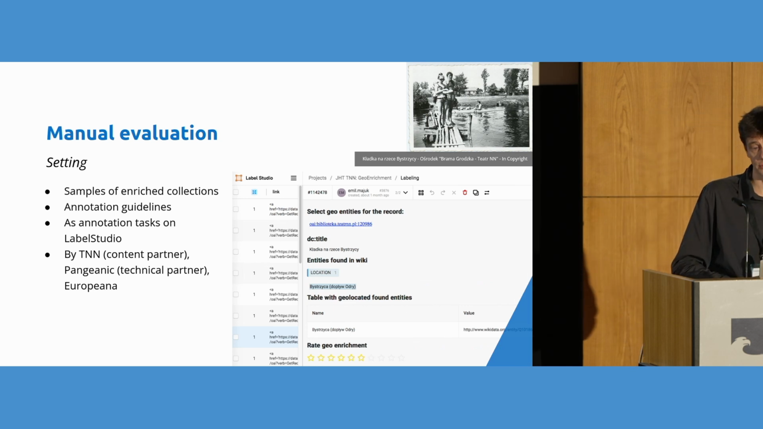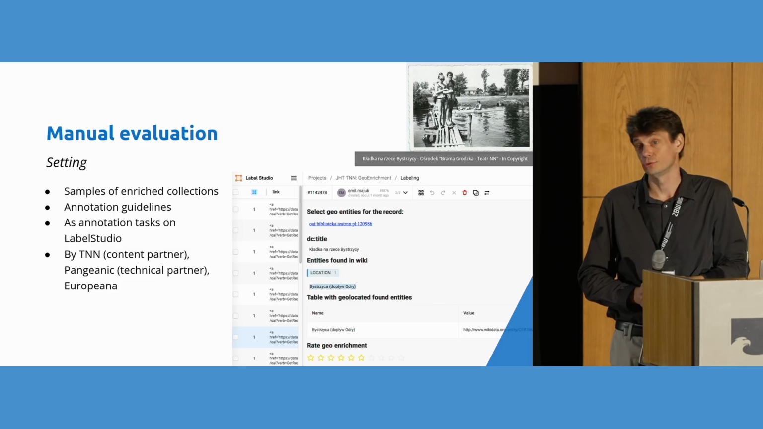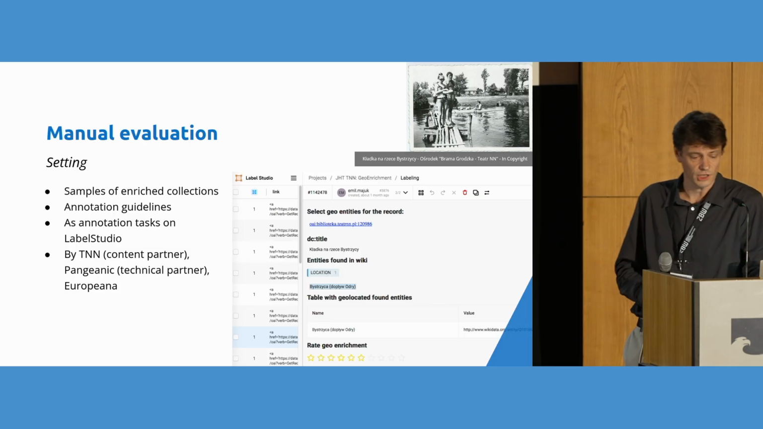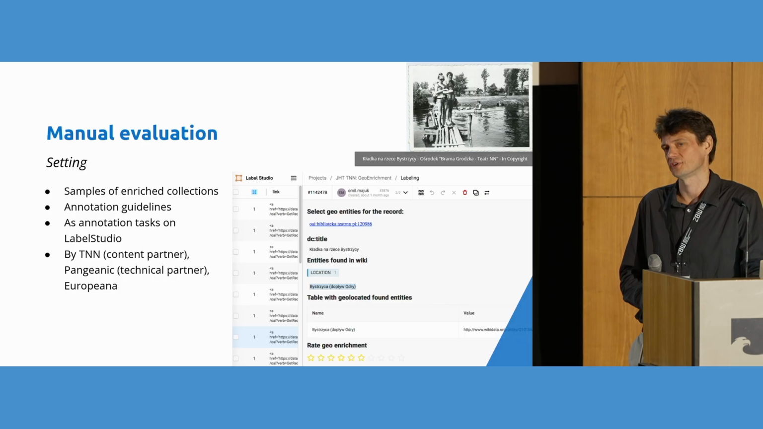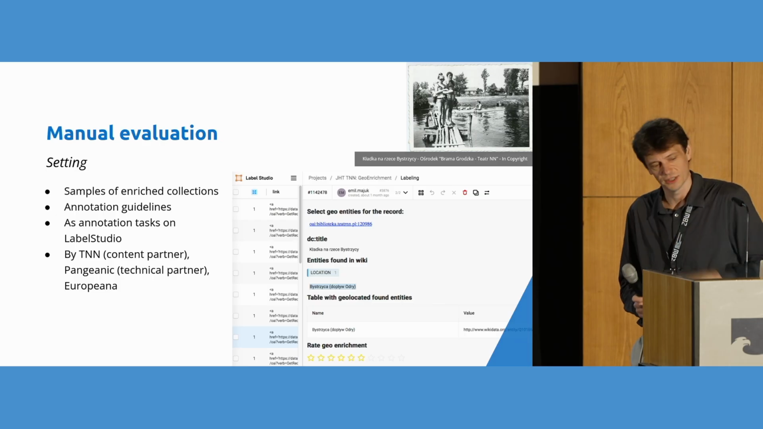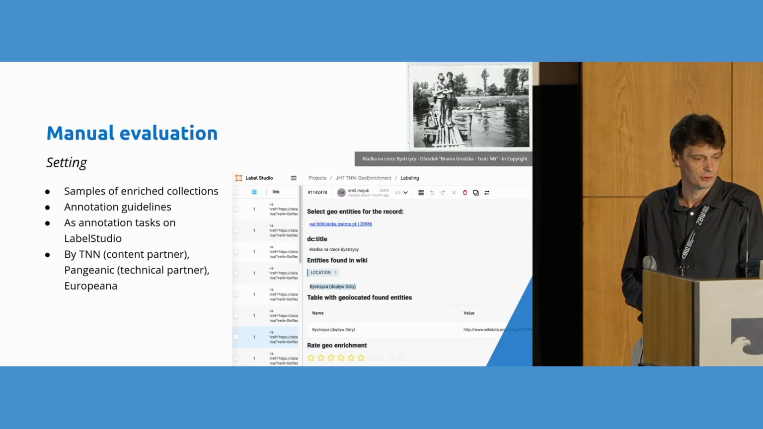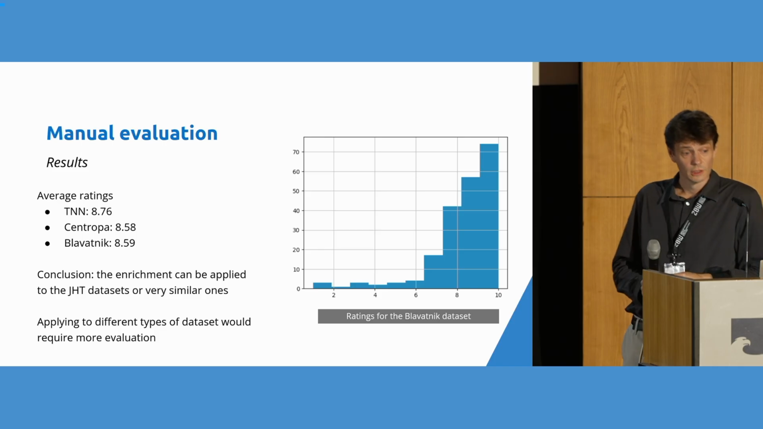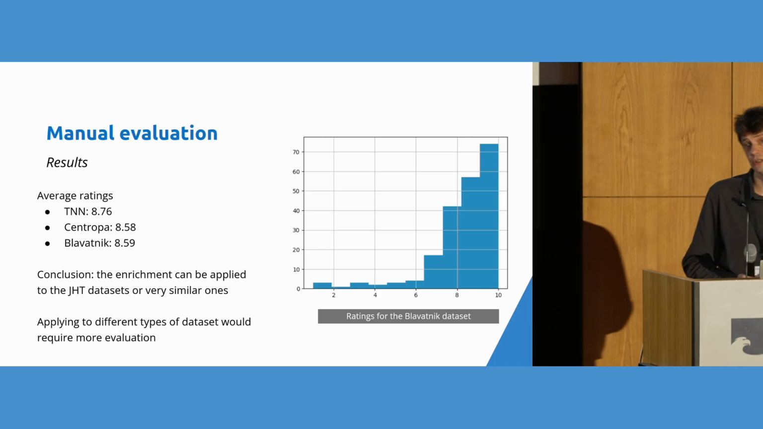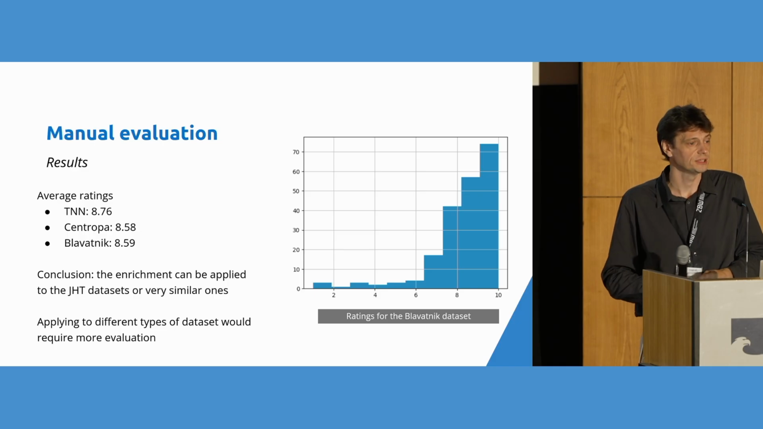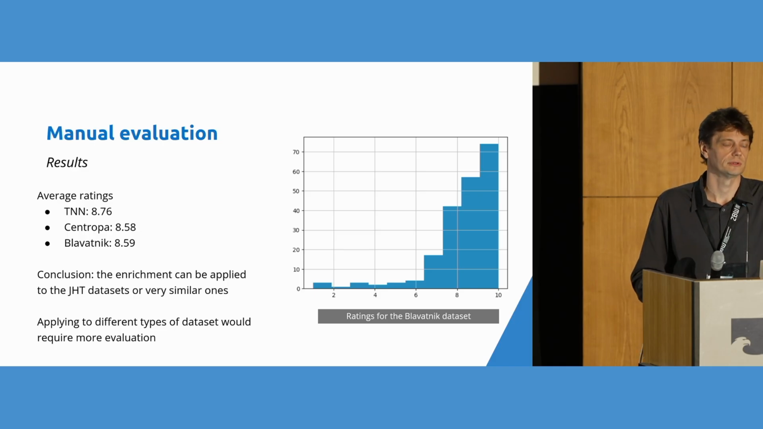Then the data was loaded in an annotation tool called Label Studio, and we performed a manual assessment of the result by assigning a number of stars for every geo-enrichment. The results were quite good. The average rating is between 8 and 9 out of 10 for all the samples.